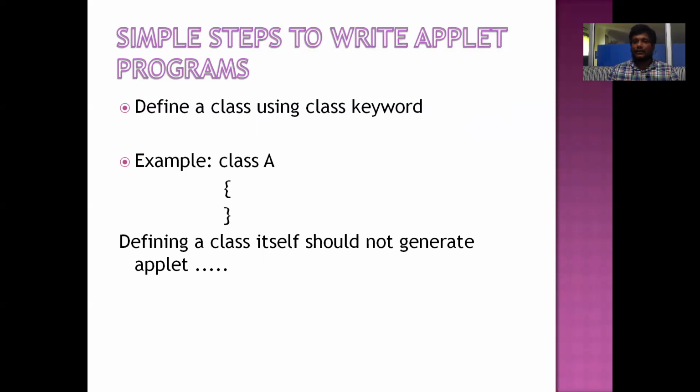Defining a class itself should not generate an applet. We already imported two packages, the applet package and then the AWT package. After importing those two packages, I defined a class with the name A. So defining a class with the name A by itself will not generate an applet.